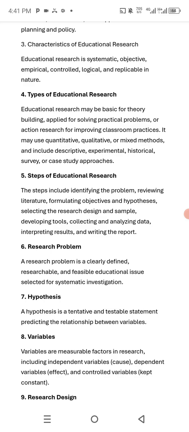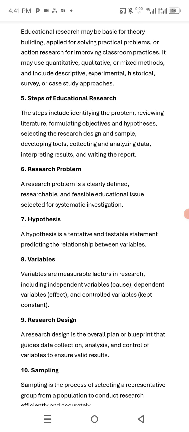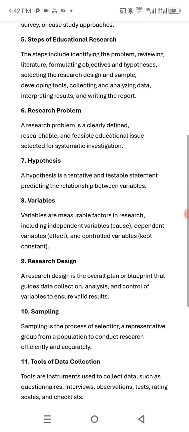So now, what is a hypothesis? A hypothesis is a tentative and testable statement that we use to predict the relationship between variables. It's a tentative and testable statement that is used to predict the relationship between variables.